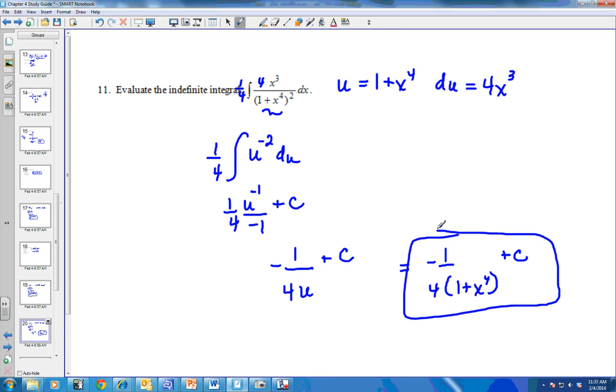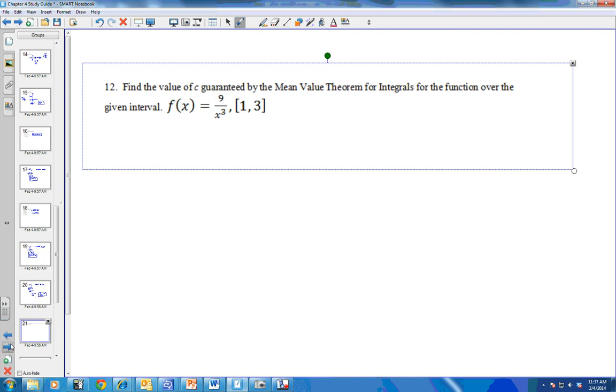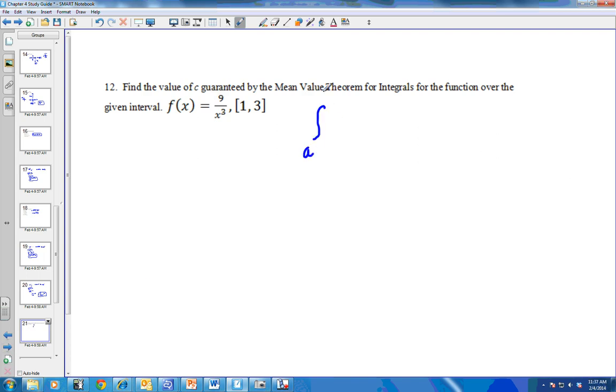Number 12, find the value of c guaranteed by the mean value theorem for integrals for the function over the given interval. Now this had a formula that went with it. It's been a while. Here's the formula. We're going to use the integral from a to b of f of x dx, and that's going to equal f of c times b minus a.